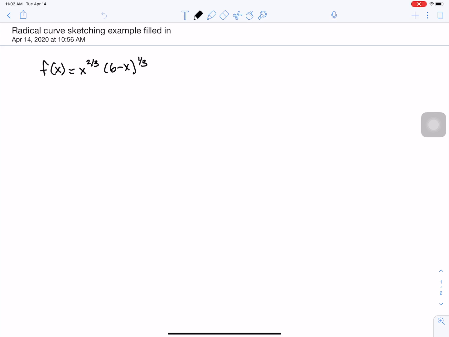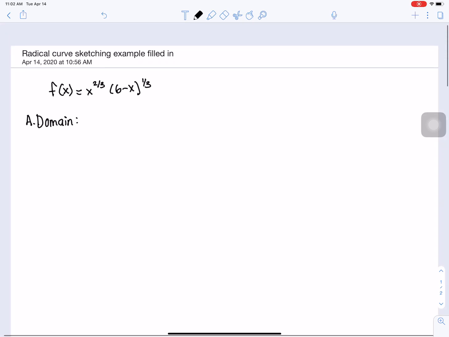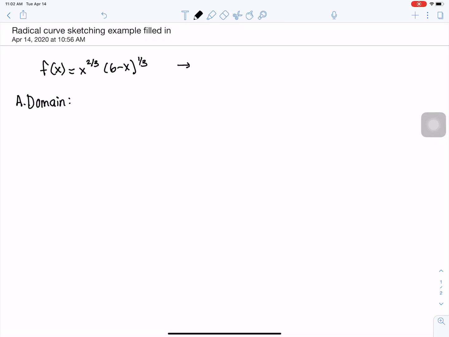So let's look at this example that I told you guys to try. This is sort of a radical function. We're going to start by doing our domain of this function. So we try to think about what's not allowed for the function. So what I'm going to do is rewrite this just to look at it in a different way. So this is the cube root of x squared times the cube root of 6 minus x.